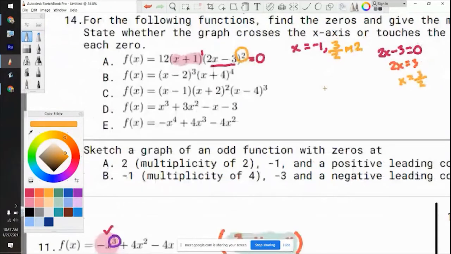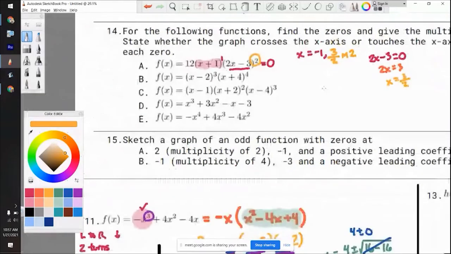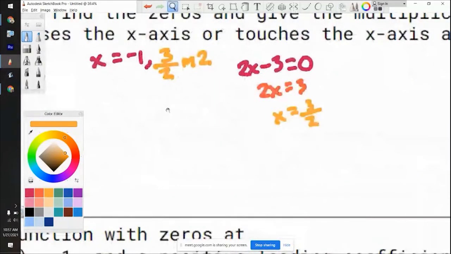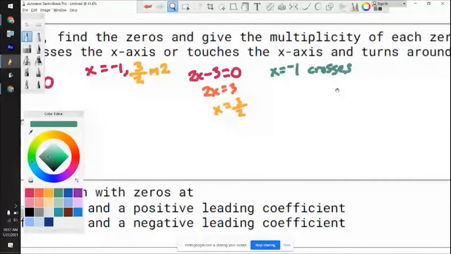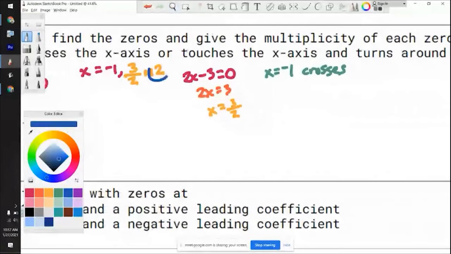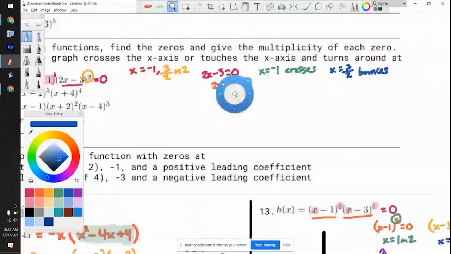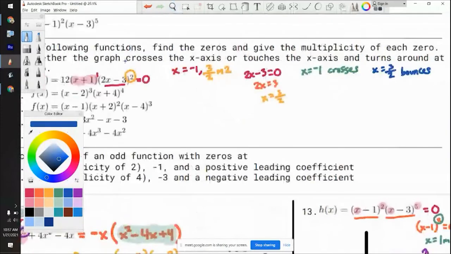And then it says state whether it crosses or if it touches. So you can just say x equals -1, it crosses. And then you can say x equals 3/2, because it's a multiplicity of 2, it bounces. X equals 3/2 bounces. And that's your answer for that one. You're looking for the solutions, the zeros, the multiplicity, and whether it crosses or bounces. I'm going to highlight the answers here.